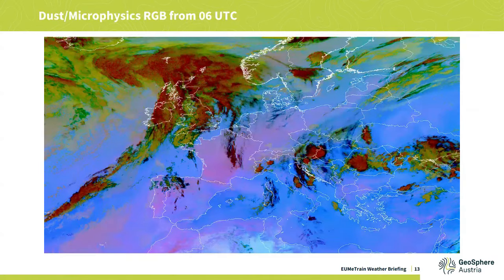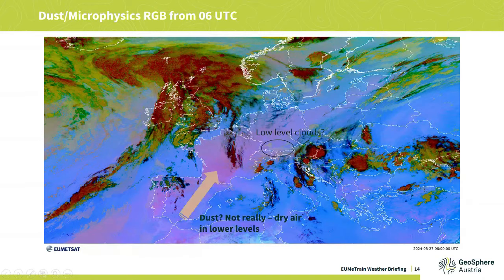If we take a look at the same snapshot from 6 UTC, but with the Microphysics RGB, you can see some other features. It is really nice, the microphysics, for the thickness of clouds or the temperature of the clouds. So in these brownish colors, you can see thick, high-reaching clouds. Also this thunderstorm, as I said, in its mature state. I think I also highlighted some of it, yes.